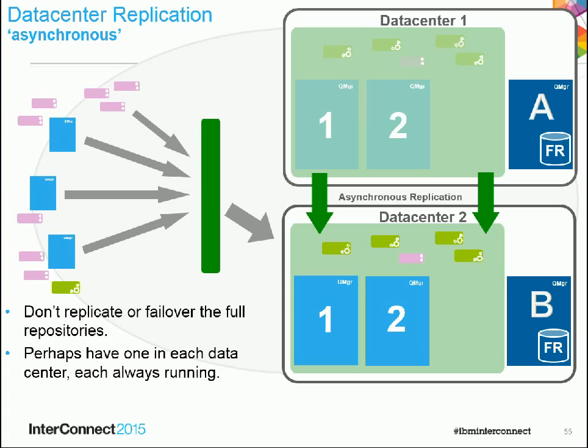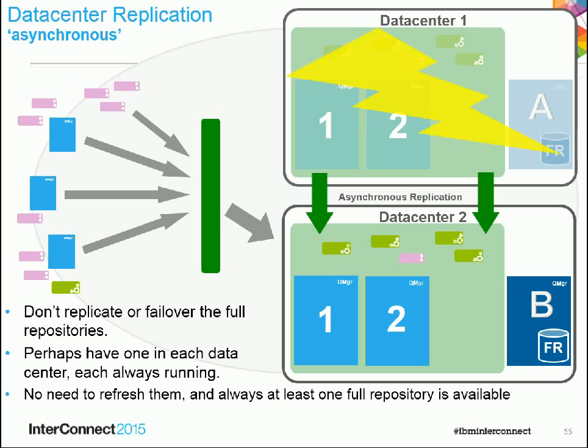Now here, A and B are normally running in parallel, continually, so they're both up to date. But if you lose Datacenter 1 completely, you've lost full repository A. Now, you've still got full repository B. If you've got full repository B, your system can still function quite happily without that first full repository. Also, you've now got the benefit that you don't have to initiate a refresh on that full repository when you do your failover. So you avoid that complication.